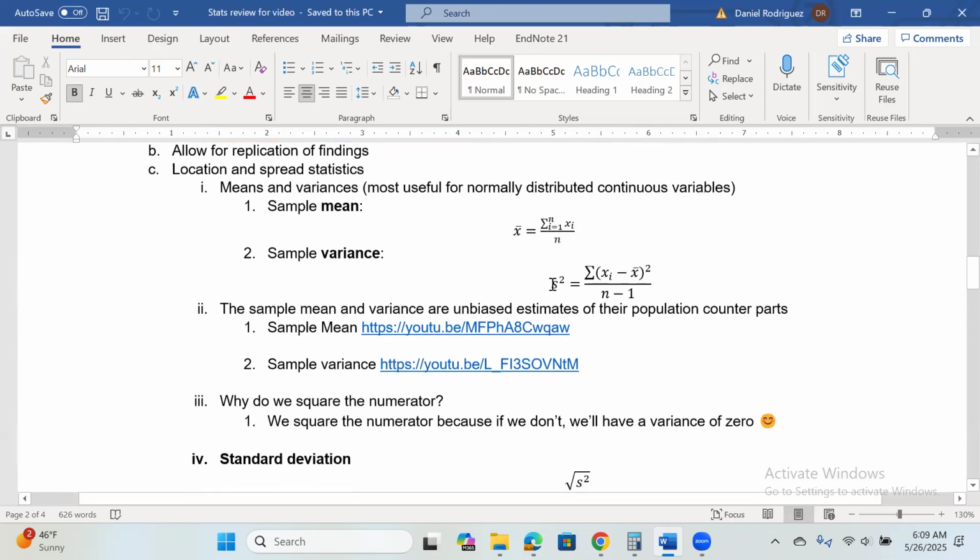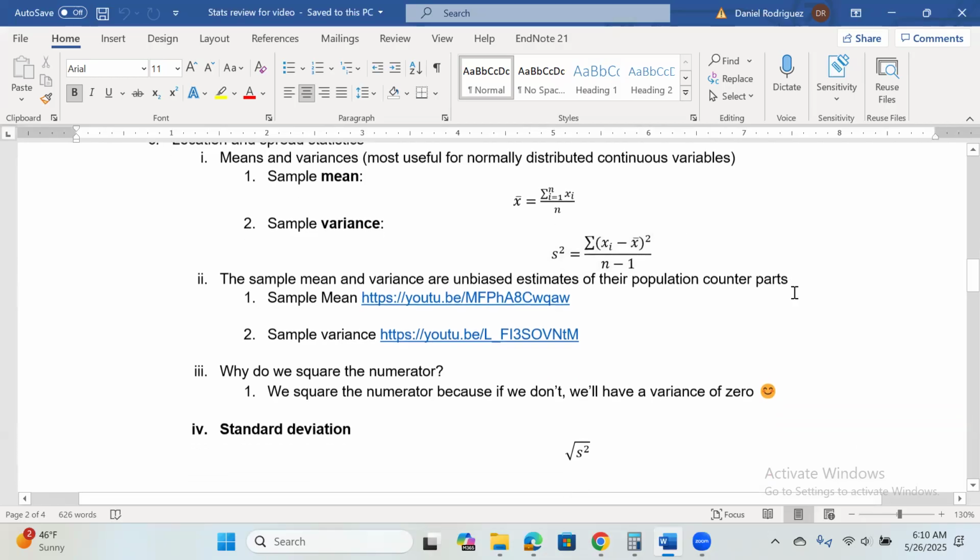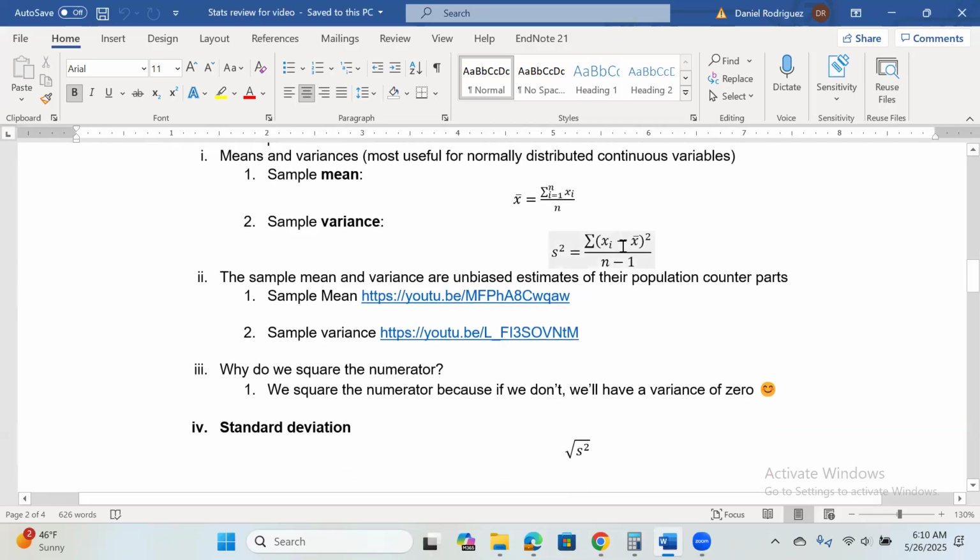Our sample variance is a measure of spread, and usually we'd use the variance when we're dealing with normally distributed variables, or at least this measure of the variance here. There are other ways to look at spread. Here we have a sum of squares in the numerator divided by n minus 1. There's a lot of stuff here that is not crucial, but it's important to note why we square the numerator: if we didn't, we'd have a value of 0 for the sum. So we square it, and it's a sum of squared differences.